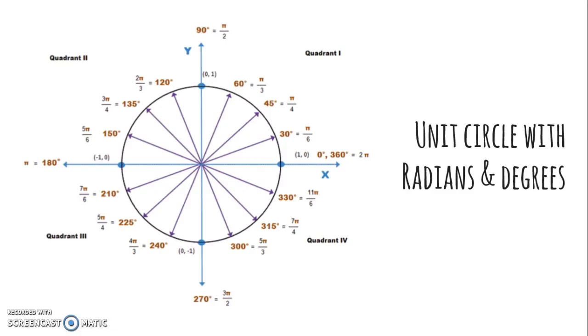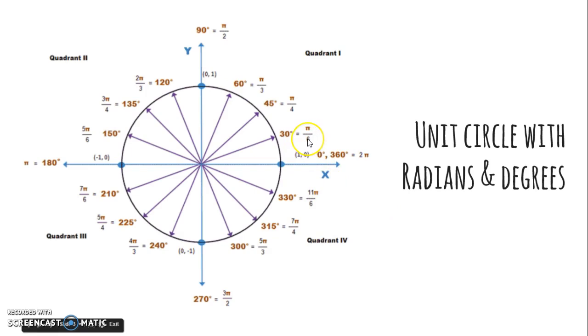Let's take a look at the unit circle with radians and degrees. As you may see, you may think it's difficult to understand, but in reality, there's a shortcut to it. First, remember that you will replace the pi with 1, only 1, when dealing with fractions.